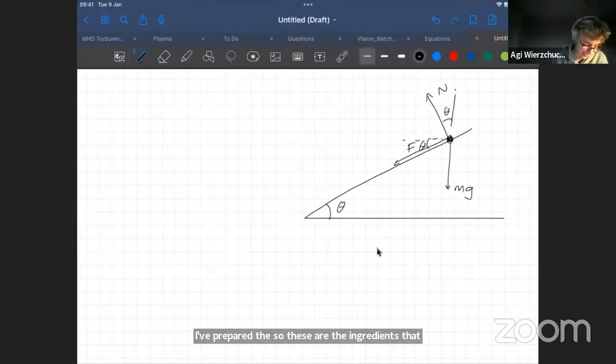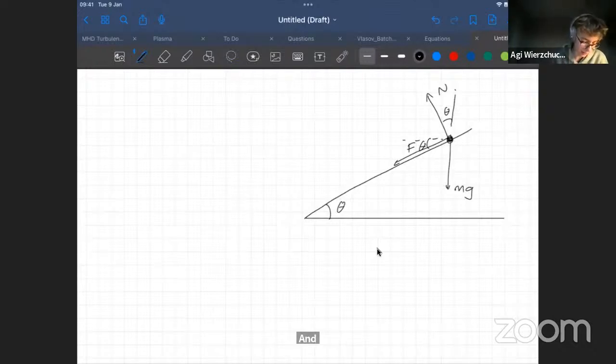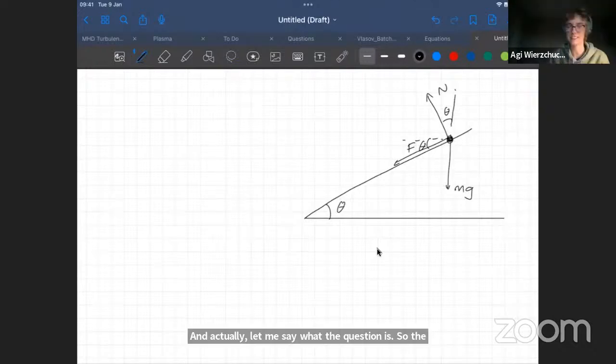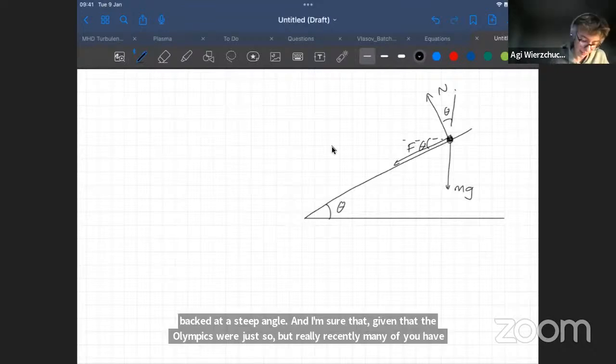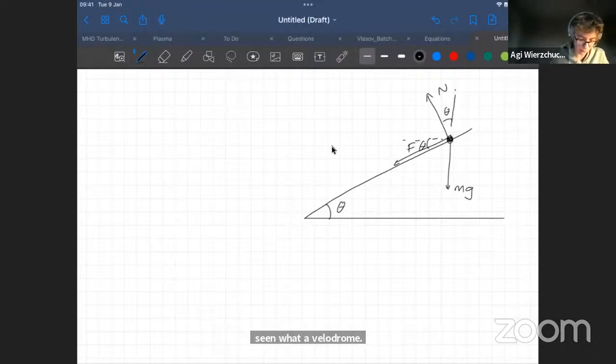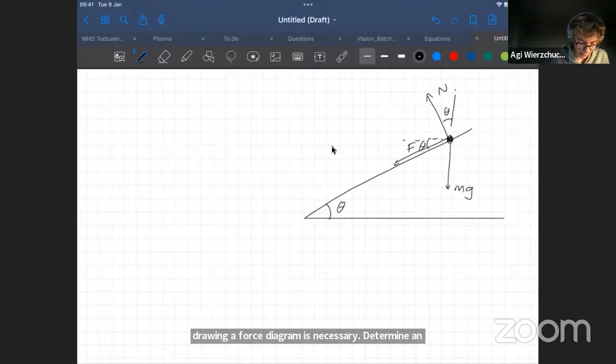The question says a velodrome allows cyclists to travel at a high speed around tight corners since the track is banked at a steep angle. I'm sure that, given the Olympics were just recently, many of you have seen what a velodrome looks like. The first part of the question asks, by drawing a force diagram, show why this banking is necessary. Determine an expression for the maximum speed a cyclist can travel at as a function of the radius r of the corner and the coefficient of the dynamical friction nu.